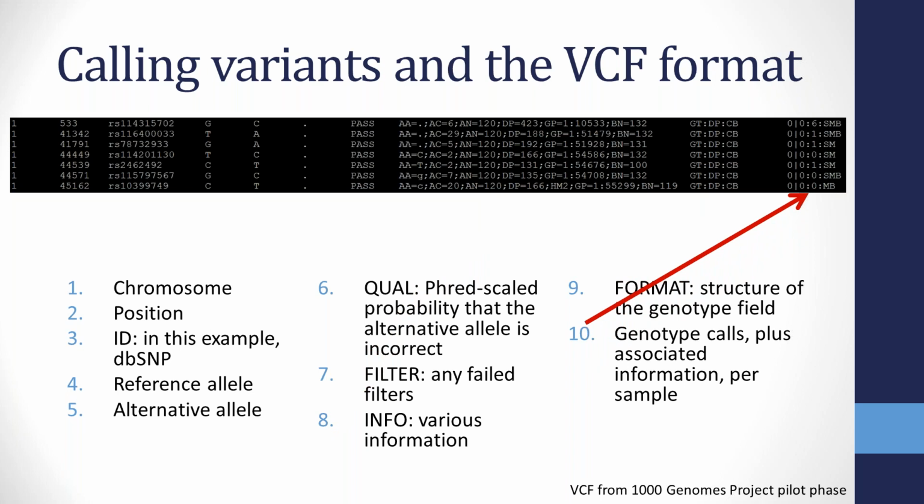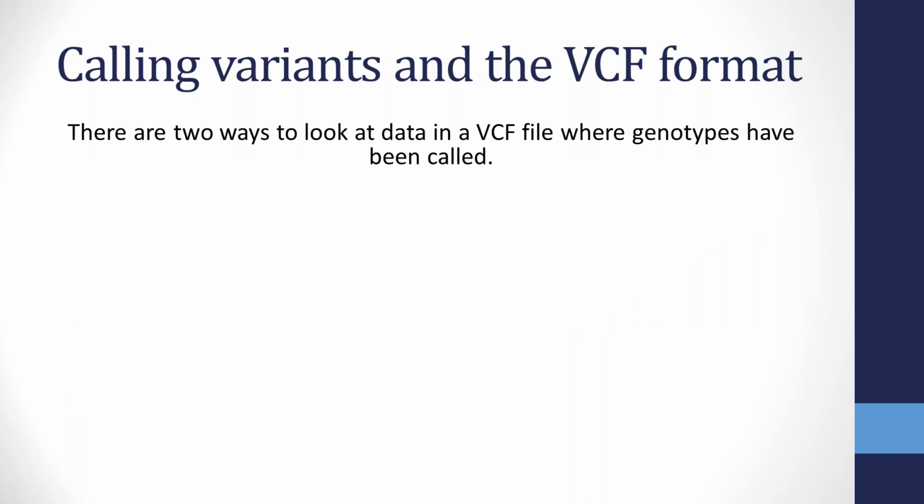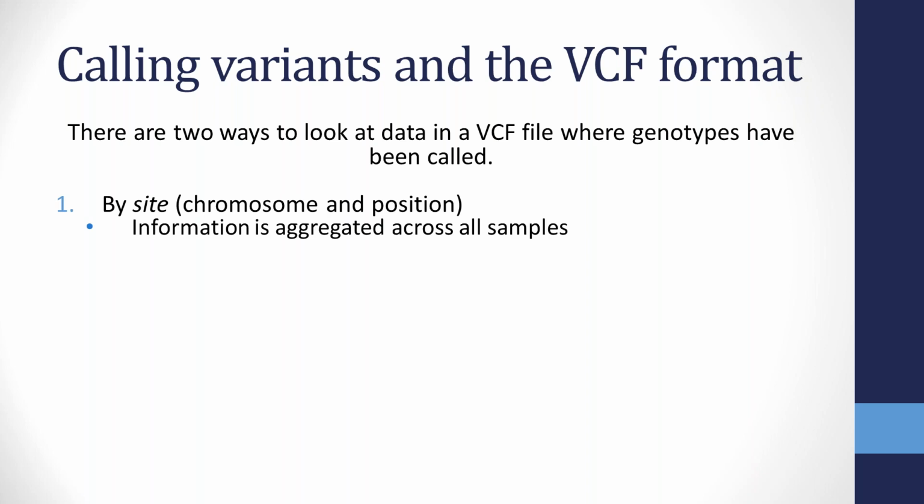So here we see that this particular sample at these positions are all homozygous reference, and they have depth ranging from 6 to 0. Now, I should mention that we can apply filters after the fact that can clean up the data to some extent. So there are basically 2 ways to bring everything home, to look at data in a VCF file where genotypes have been called.